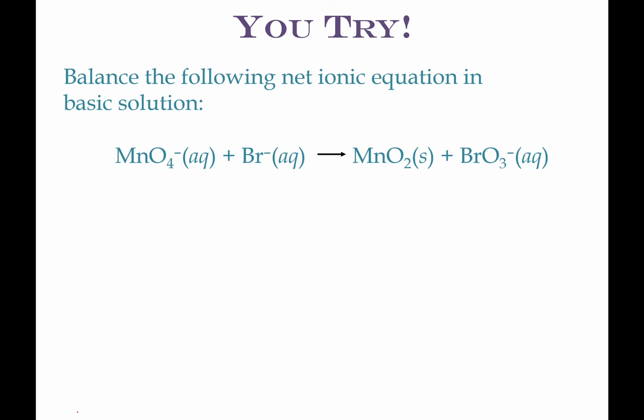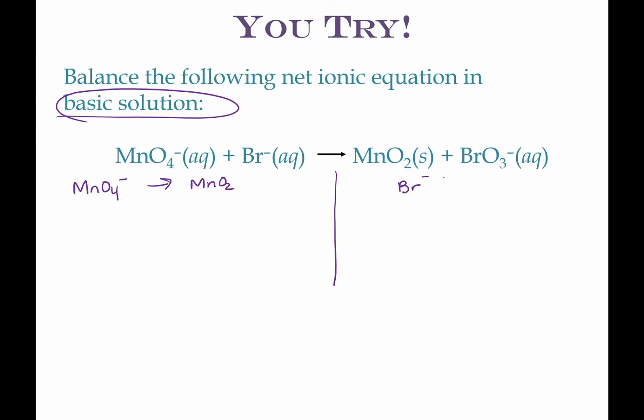Next up, make sure you pause it and try this one. We're going to do the same thing, but in basic solution. So basic solution means we have 2 extra steps. So we're going to get to the half reactions. MnO4 minus goes to MnO2. And Br minus goes to BrO3 minus.